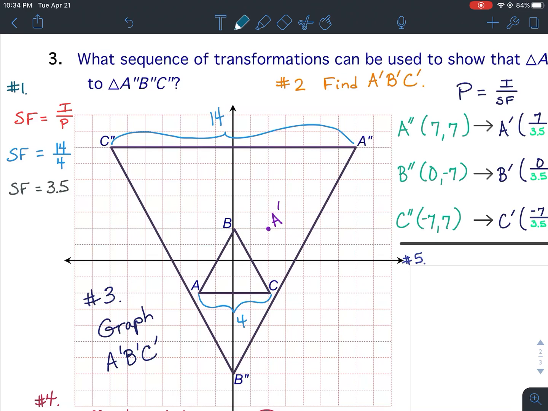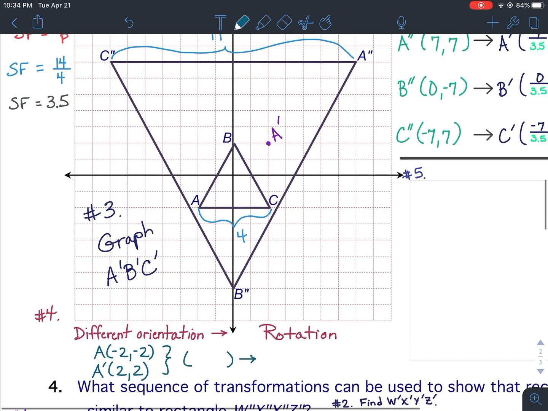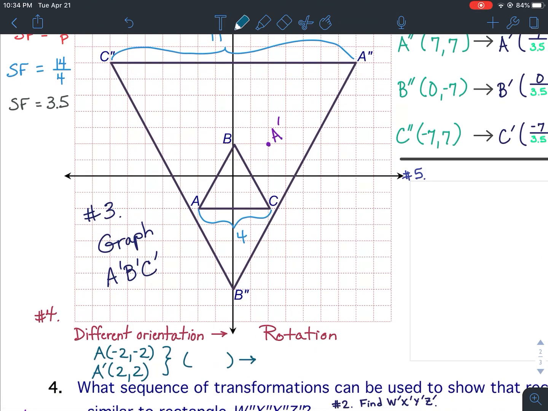Instead, the orientation of A and A prime is completely different. And when you have a different orientation, that means a rotation has occurred. Again, when you have a different orientation, a rotation has occurred. Go ahead, pause your video and get that written down there at the bottom.